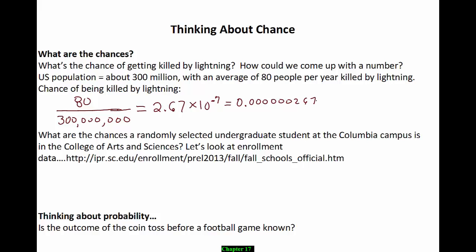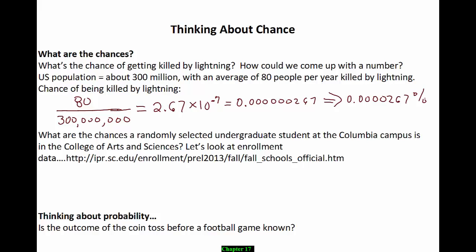So the probability of getting killed by lightning is teeny, tiny. Even if we change that to a percent and move that decimal over 2 places to the right, we would have 4 zeros. That part of a percent.